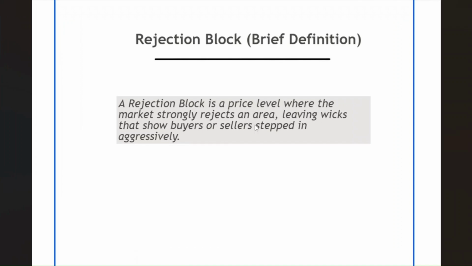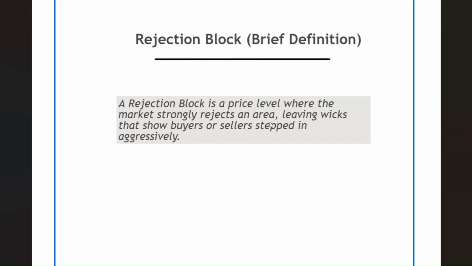price level where the market strongly rejects an area, leaving wicks that show buyers or sellers stepped in aggressively. All right. So by the name suggestion, rejection. You want to see price reject from there. You want to see signs of support. You want to see signs of long, huge wicks rejecting from that key level point. So it can be a very important zone, maybe a demand zone or a supply zone or a resistance or a support zone. You want to see a series of wicks, price tapping into that zone and rejecting back, bouncing back from that point. That is what a rejection block is.